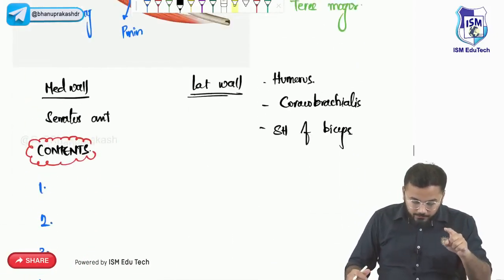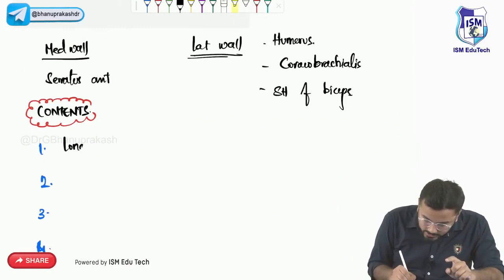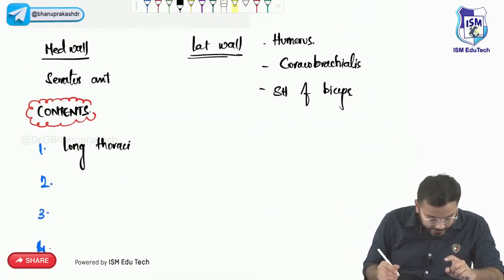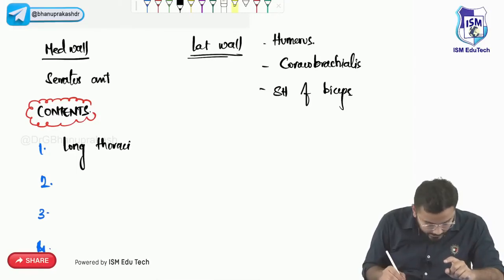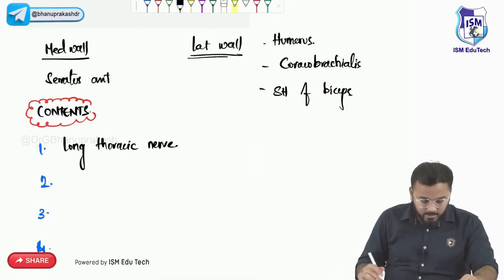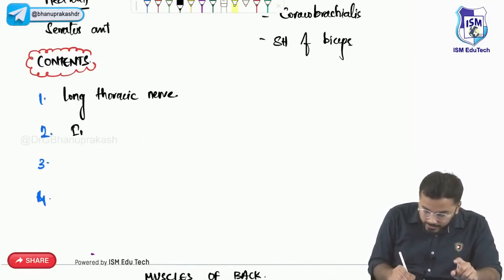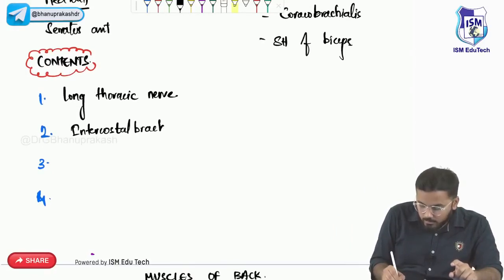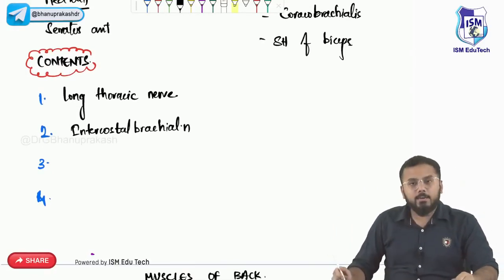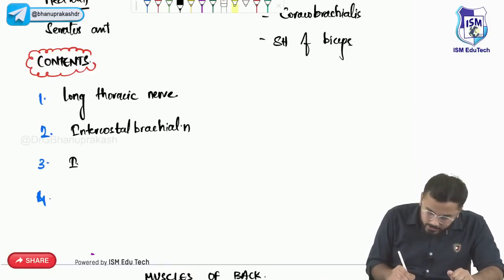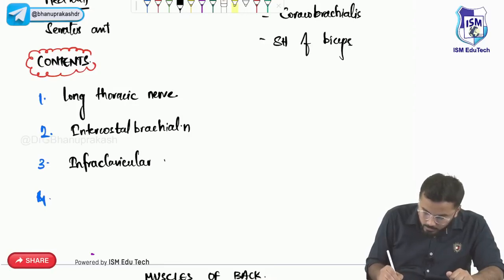Excellent. So, the first important thing is the long thoracic nerve. Very good, Hadia. Very good, Eric. Long thoracic nerve. Okay. Next important nerve here is the intercostobrachial nerve. Third important thing is the infraclavicular part of the brachial plexus.